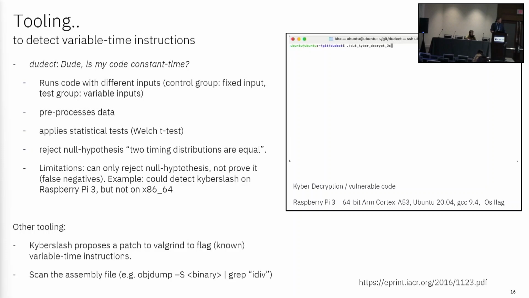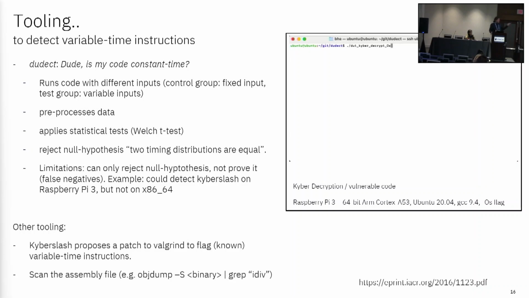In this case, it's Welch's t-test, where you basically want to reject the null hypothesis, where the null hypothesis is that the two timing distributions are equal. And if you reject it, you can say they are not equal, so there is a timing leak. Now, as always with statistical tests, you can only reject the null hypothesis, but not prove it, which basically means that there can be false negatives, right?